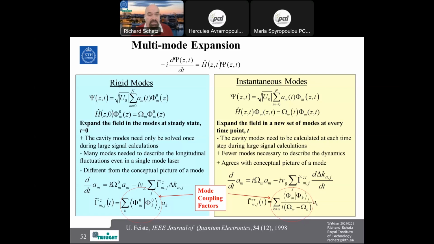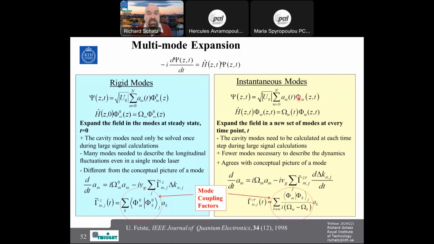The rigid modes are fixed. They are not time dependent. They are only dependent on the space set here. Whereas with instantaneous modes, even a single mode model can be time dependent. So with instantaneous modes, in fact, you expand the field at every time point in a new set of modes. And then you calculate how the old set of modes couple to the new set of modes at each time point. This sounds numerically much less efficient, and it's true for large signal calculations.